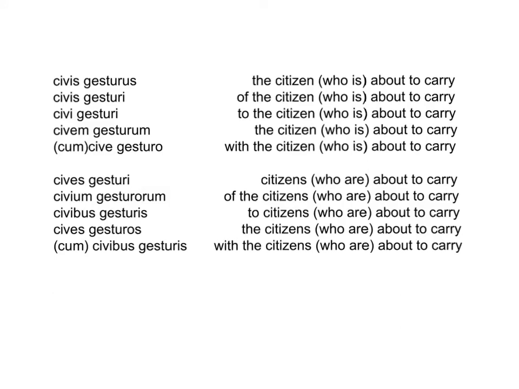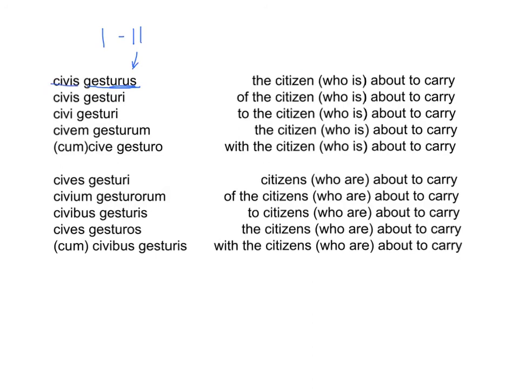Finally, notice the way the future active participle declines together with a noun. You can find the future active participle in the second place. You can see the urus ending. You remember that they decline by first and second declension. Here, clearly, you can tell that this is a second declension ending.